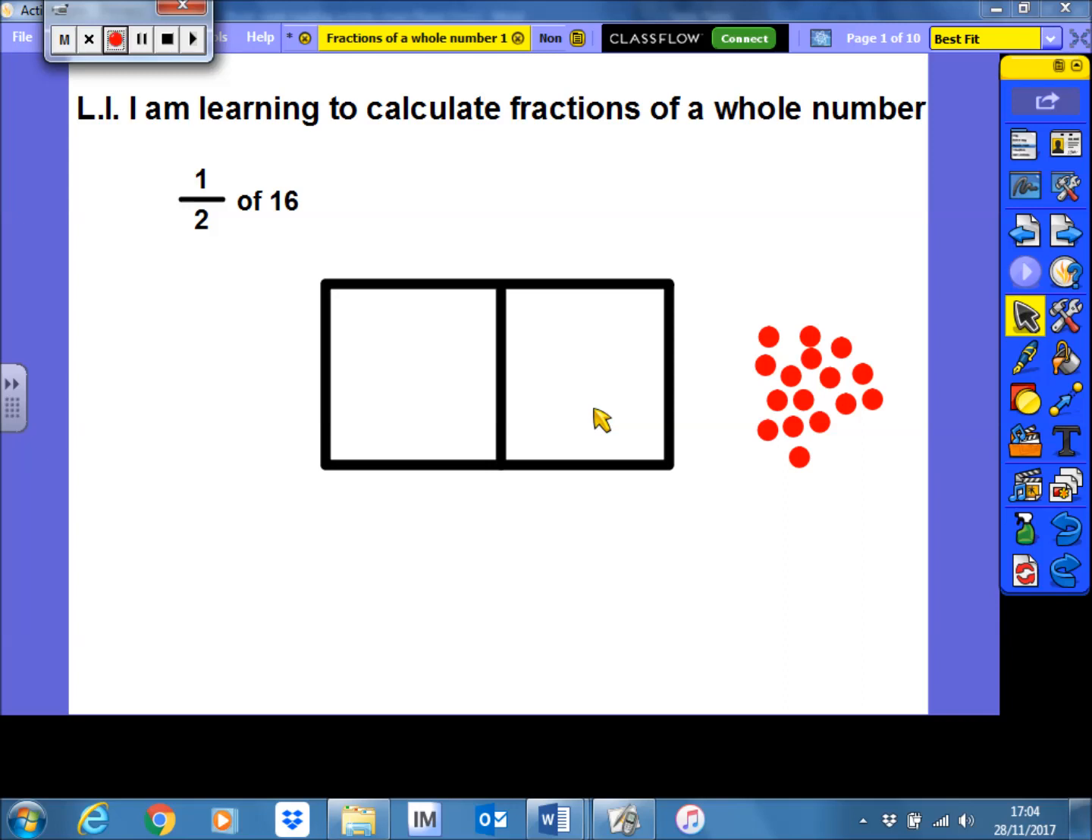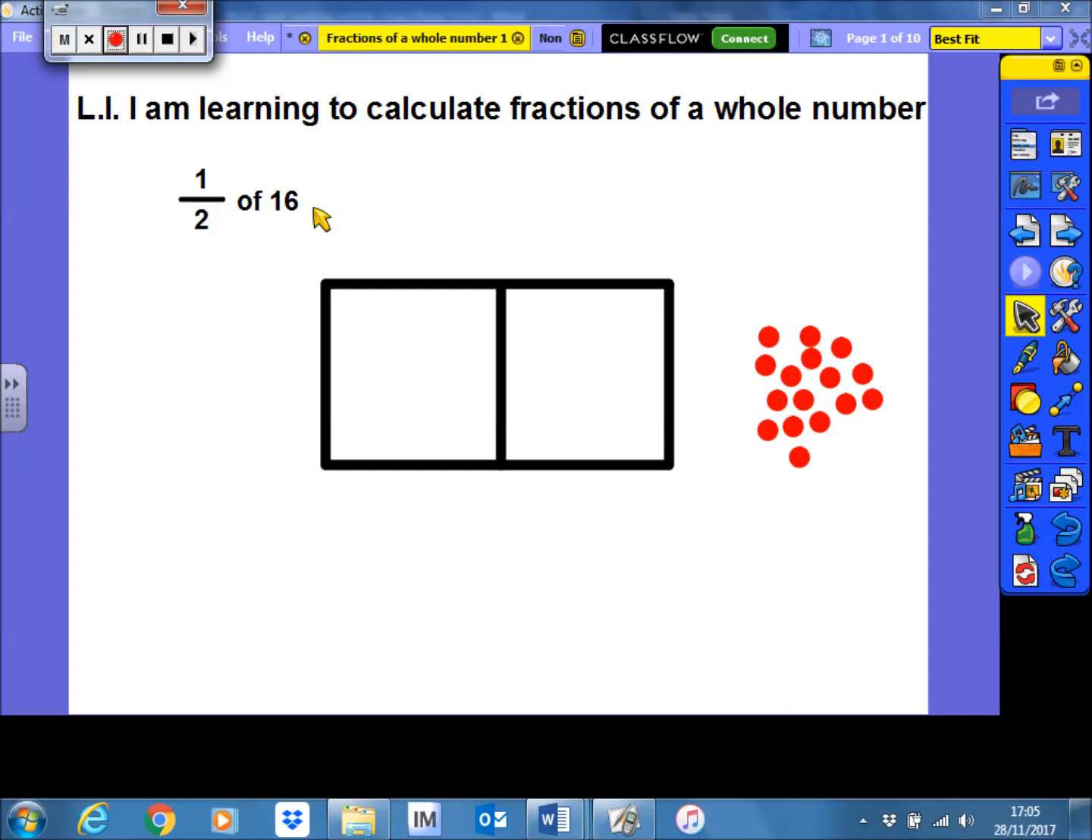Hi guys, in this video we're going to be looking at how to calculate fractions of a whole number. To have reached this point, we should already be quite comfortable with how to work out fractions of a shape. And now we're looking at how to work out fractions of a quantity, of a number. So here, we're being asked to work out what half of 16 is.